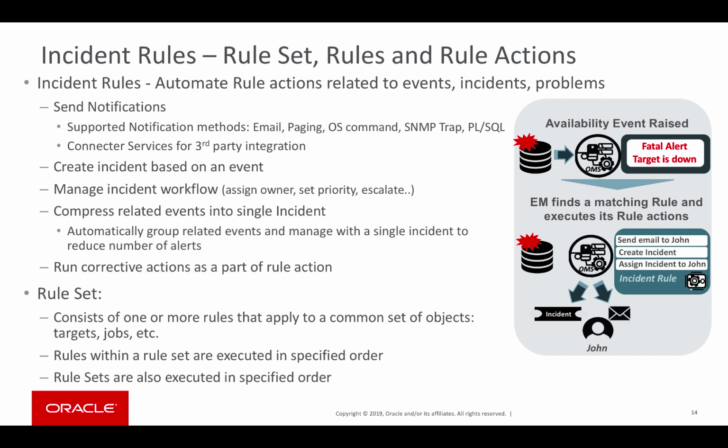An email is the most popular notification method, but if you want to send notification information to other server and process the data in homegrown or third-party tools, you can do that by using other notification methods such as OS command or SNMP traps. For major ticketing systems such as ServiceNow, we have dedicated connector service that forwards the EM event information. So let's see that in the next slide.